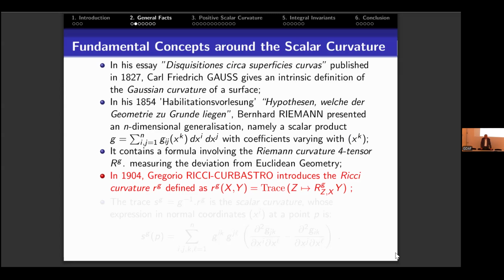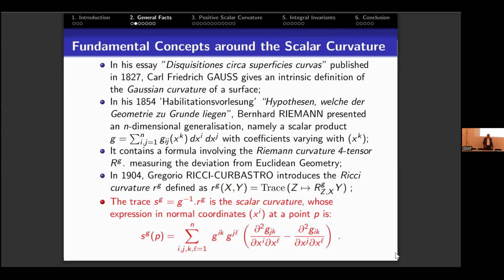you have these 4 tensors. So these 4 tensors are spontaneously 3 times covariant, 1 time contravariant. So it means if you take the linear map which to a vector Z associates R(Z,X,Y), you get a quantity depending linearly on X and linearly on Y, bilinearly on X and Y. And that's what the Ricci curvature is. So in a sense, it's a contracted form of the Riemann curvature tensor.